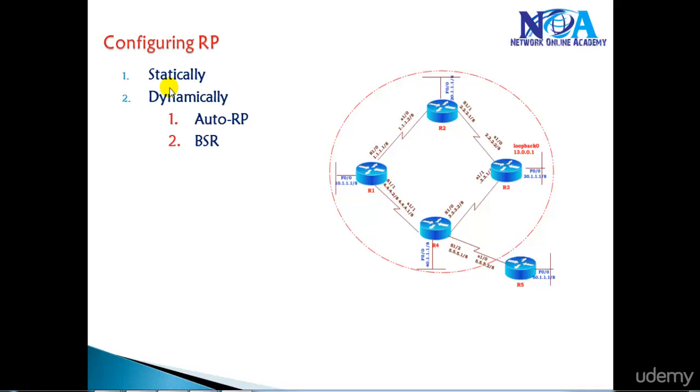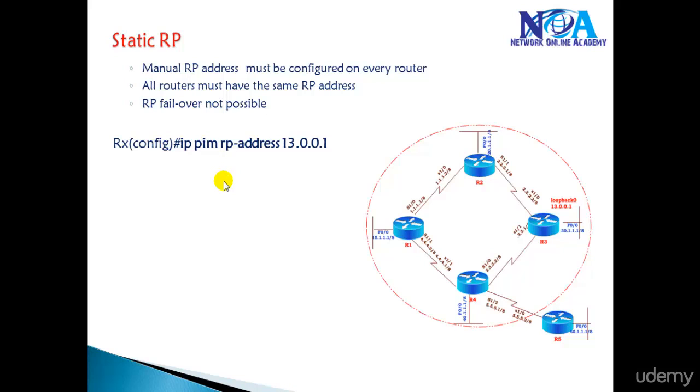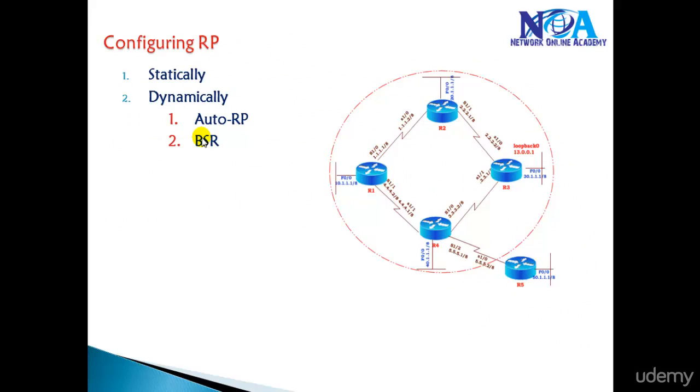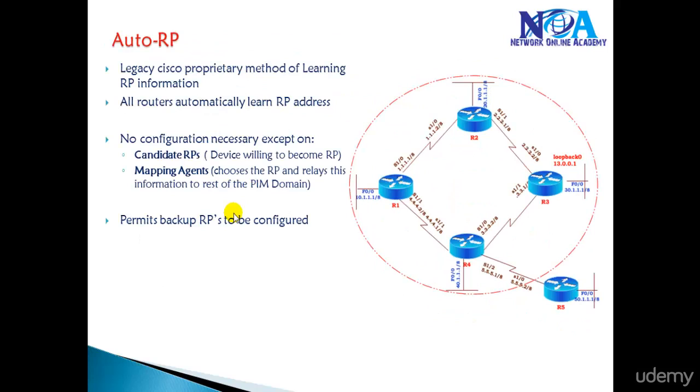Either we can manually define the RP by going to each and every router. That's what we have seen as static RP. But static RP is not scalable in large and complex networks. Now we can go with something called dynamic RP configuration, and that can be done in two different ways. Either we can use a Cisco proprietary method of advertising the RP information, or we can use a standard method of advertising the RP information. In this video we'll see how AutoRP works, which is a Cisco proprietary feature.